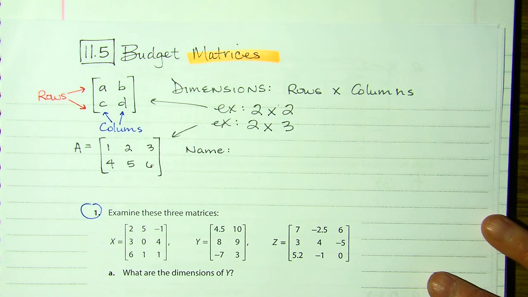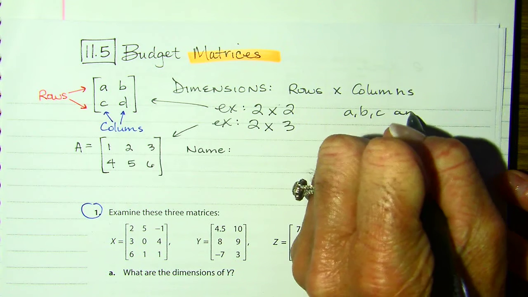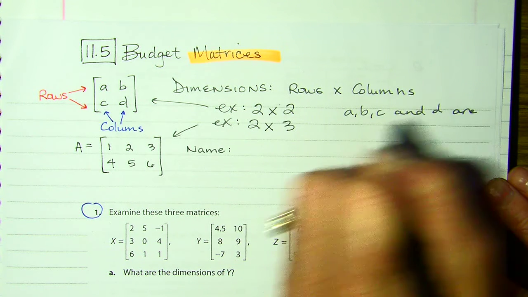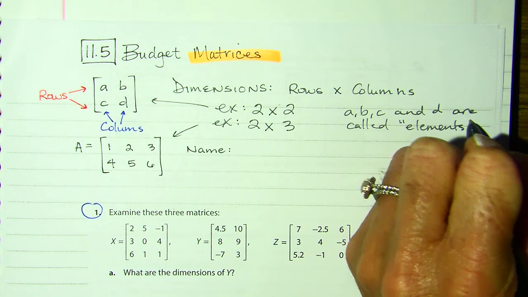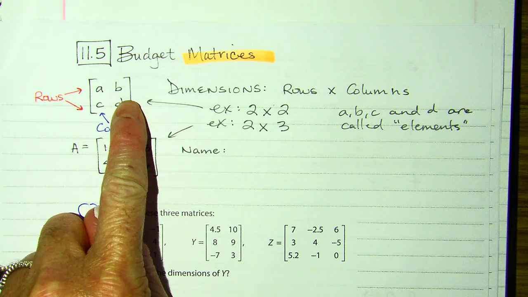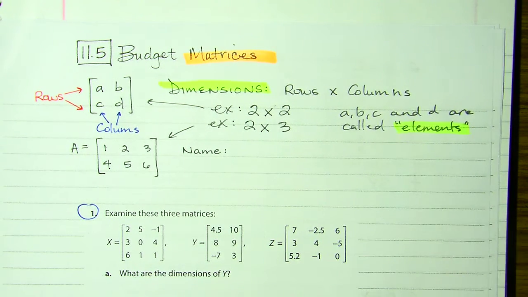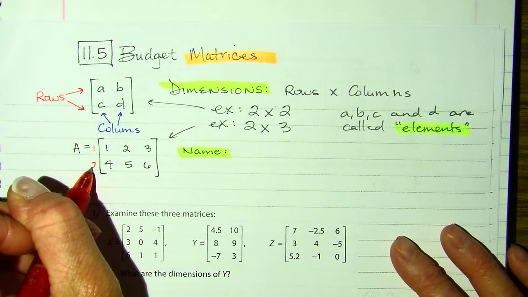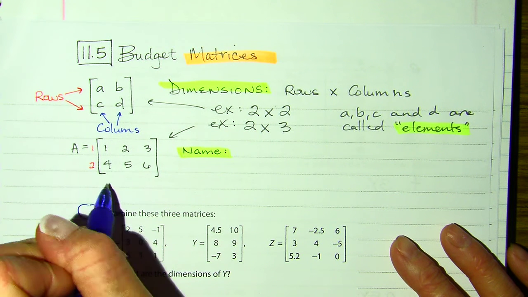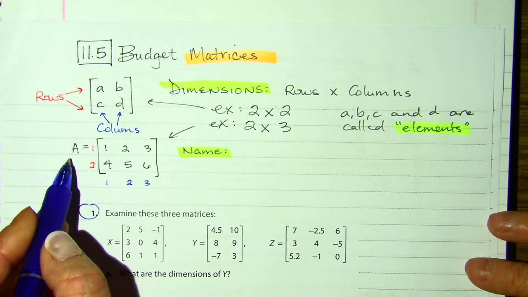Okay? Now, also, A, B, C, and D are called elements of the matrix. So A is an element, B is an element, C is an element, and so on. So I went over dimensions, elements. Now how we name them. So if I was to list the rows here, I have row 1 and row 2. If I number the columns, I have column 1, 2, 3. So this matrix is matrix A.